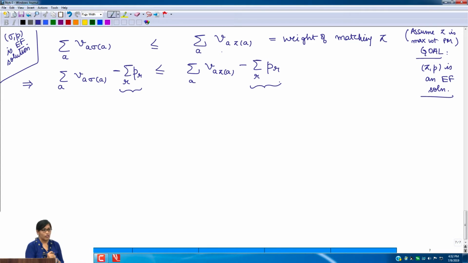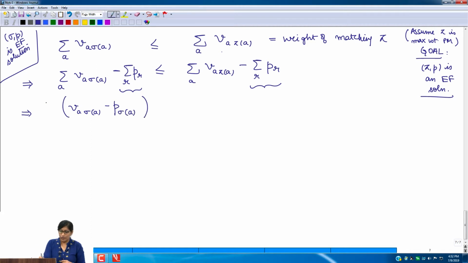Okay. And then what I'll do is, I'll just regroup these quantities in a particular way, which is quite intuitive. How should I regroup? I know that this particular agent A is getting sigma A room. So I'll just regroup it as V of sigma A minus P sigma A, and then sum it over all agents A.